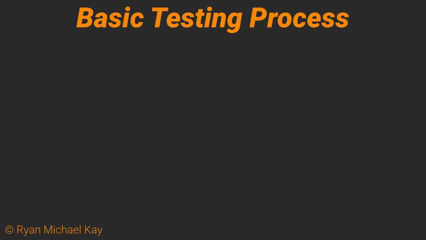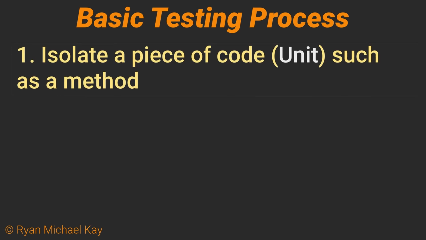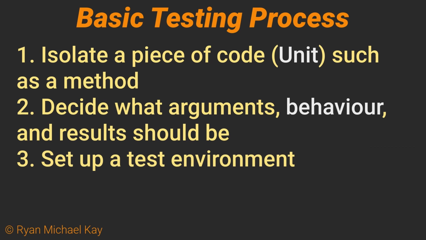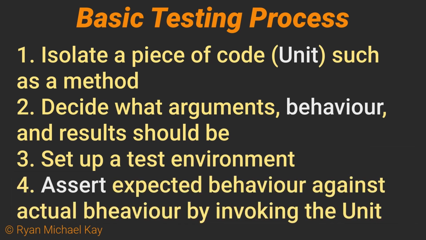So what is the principal idea behind testing? We have some piece of code, such as a method or series of methods. In testing jargon, this is known as a unit. We decide ahead of time how that method should behave. Should it change the arguments we give it in a specific way? Should it return a specific value? Should it invoke other methods? Once we have decided how it should behave, we set up a test environment, such as a JVM, we call that method or unit, and we see if its actual behavior matches our expected behavior.